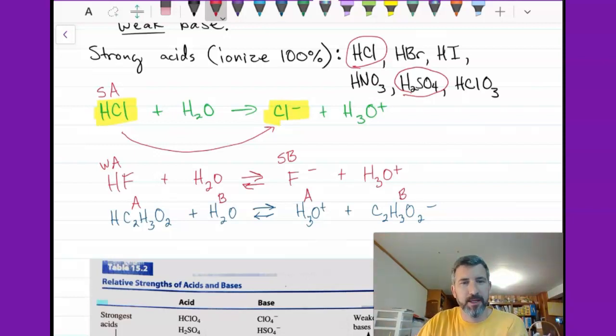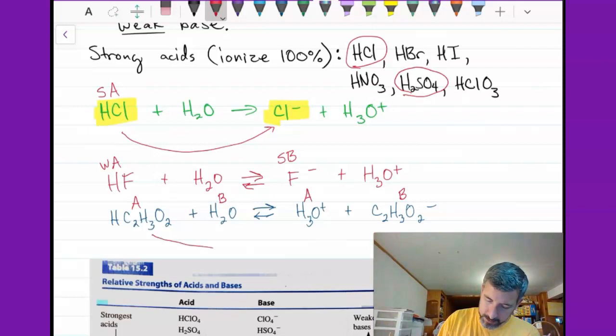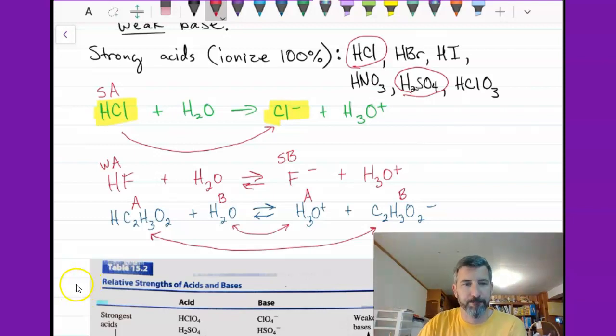Okay. And the next thing I want to do is just sort of connect the conjugates. So which substances in this reaction are conjugates of one another? Okay, so you should have said, of course, that the acetic acid and the acetate are conjugates of one another, and the water and the hydronium are conjugates of one another.